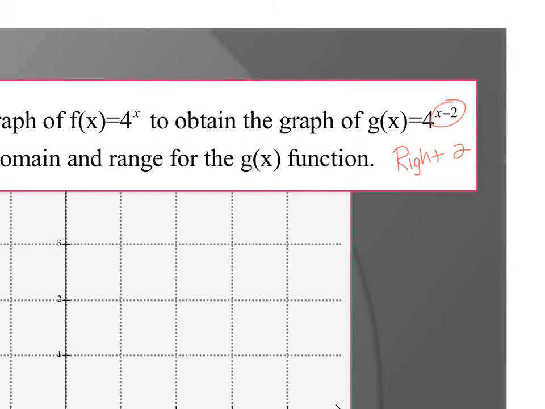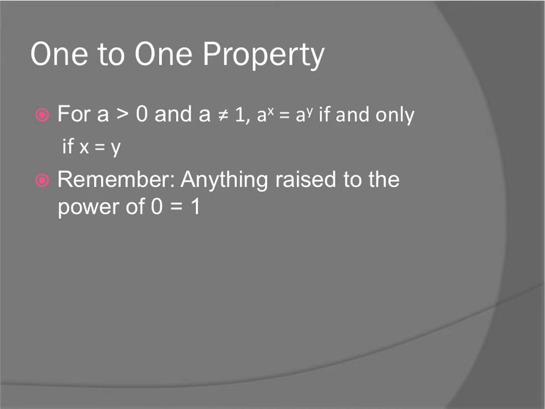The only thing that's changed here so far, guys, is just the function itself, that parent function. We're not talking about a cubic or quadratic or linear. We're talking now about an exponential. But your shifts, your stretches, your shrinks, your compressions, your reflections all occur in the same manner that the last one did. All right, if I talk about a one-to-one property, we'll talk about this a little bit more.